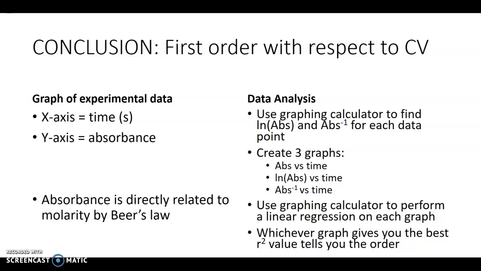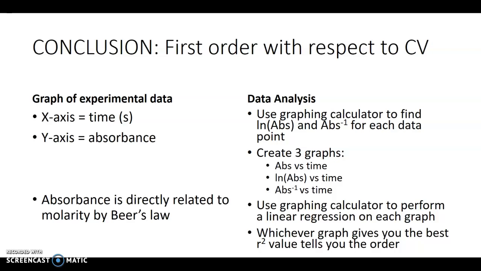So we collected data for 15 minutes every 20 seconds. It took a data point, and we want every one of those to be changed into a natural log and a reciprocal. And then we create 3 graphs, the absorbance versus time, the natural log of absorbance versus time, and the reciprocal of absorbance versus time. And we use the graphing calculator to perform a linear regression on each graph. And so whichever of those 3 graphs gives you the best R-squared value, the best correlation coefficient, that tells you the order. So we're looking for the one that's the straight line.